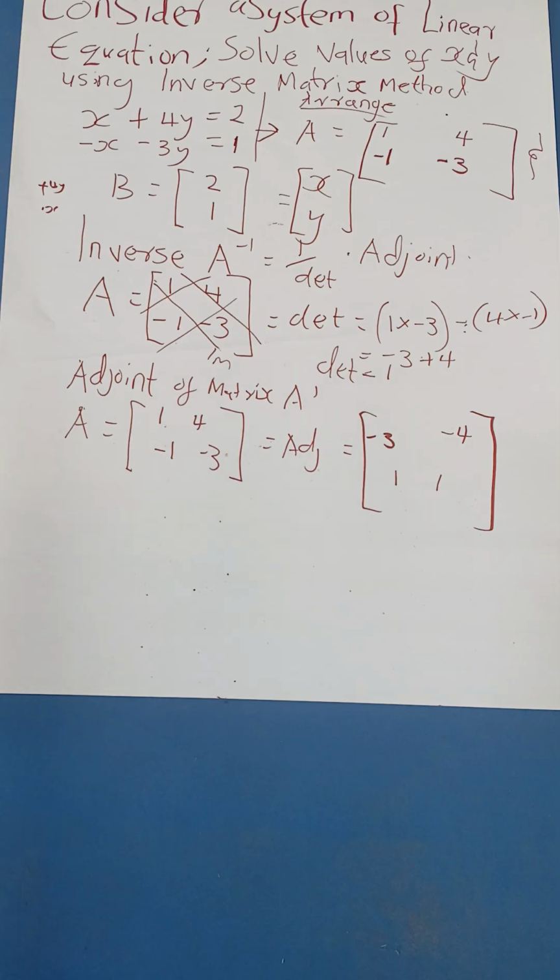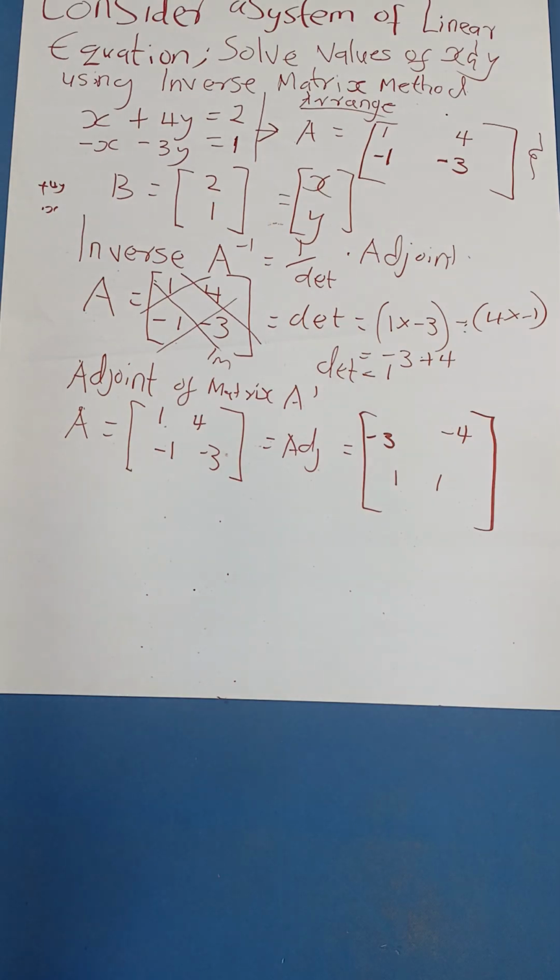Now, what next? We are just revising what we learned in our first class. We learned how to find the adjoint and how to find the determinant. What has been added in this question is how to determine the values of x and y, and how to do the multiplication. Now, what next?